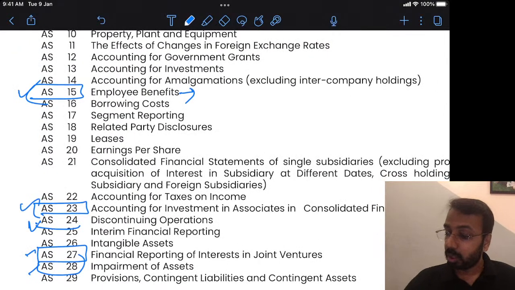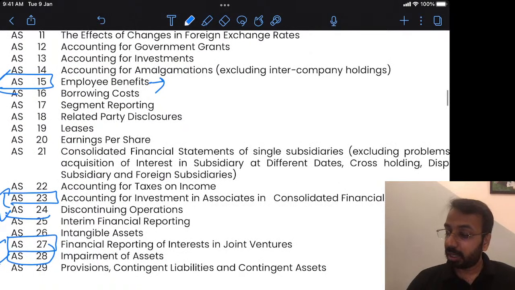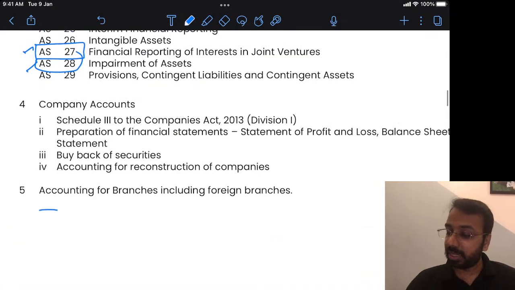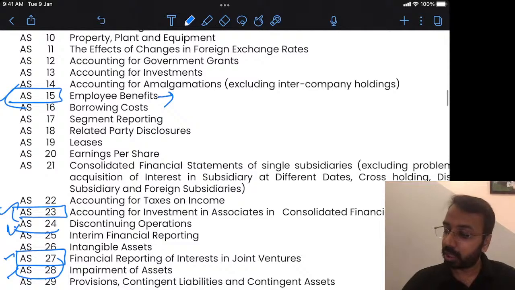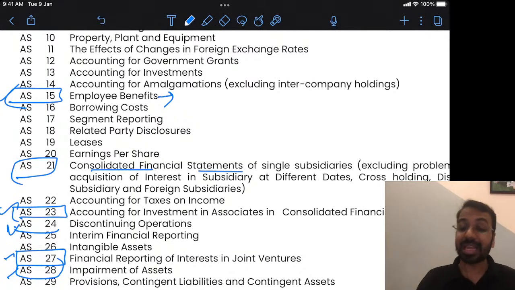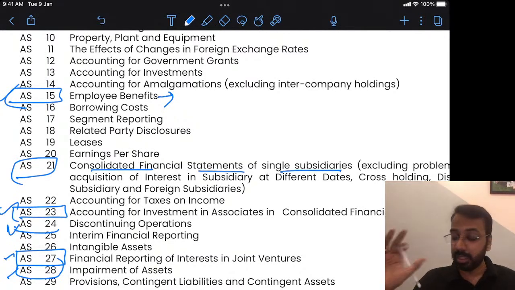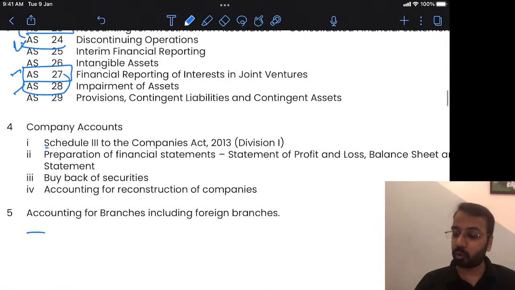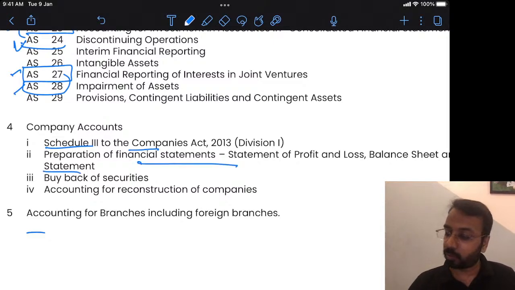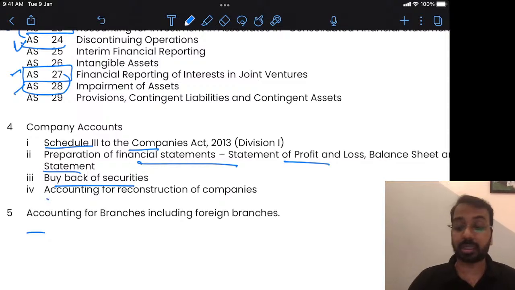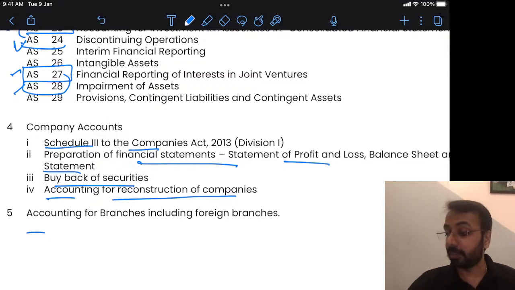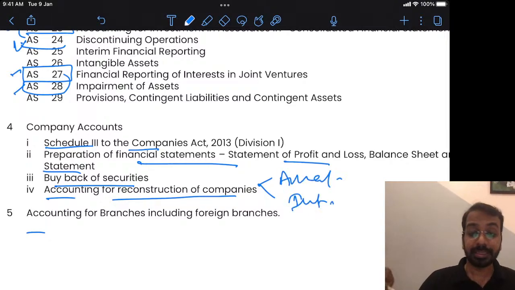Okay, so though they have not given consolidation as a separate chapter, because they have given AS 21, we have to assume that consolidated financial statements of single subsidiaries have to be prepared as per the new syllabus. Then Schedule 3 is already there in group 1. Financial statements, cash flow and P&L was already there in group 1. Buyback was already there in group 2. Accounting for reconstruction of companies, that is your amalgamation and internal reconstruction, that is there.